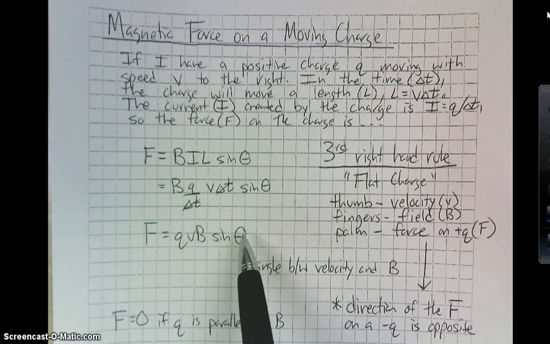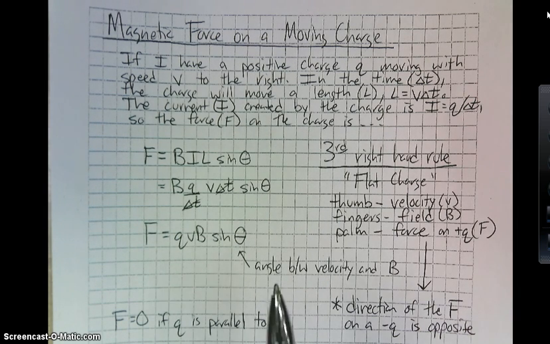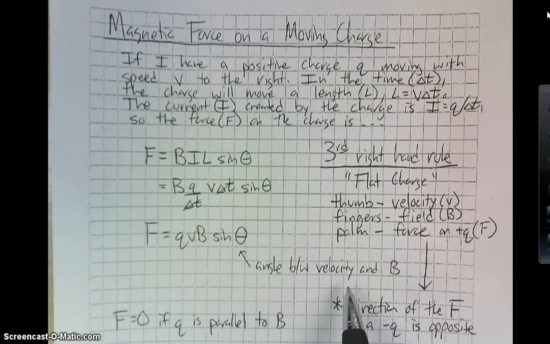Now, in the previous example, it was the angle between the current and the field. Well, what's taken place of the current in this particular situation is the velocity. I always think of them as being pretty much the same thing, because if current is flowing, then that is also the direction of those charges. So this would represent the angle between the velocity and the field.